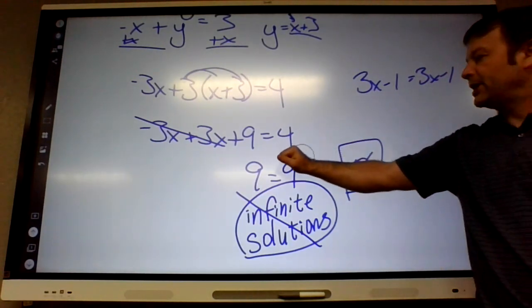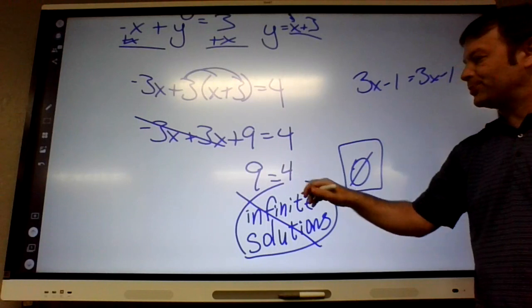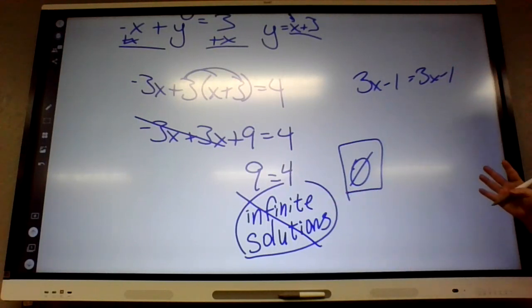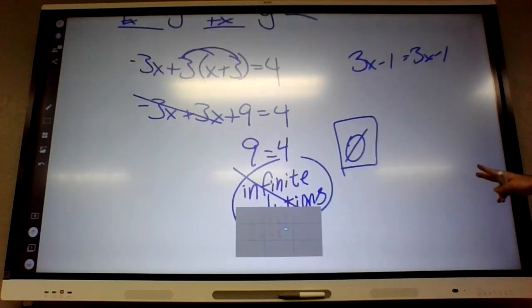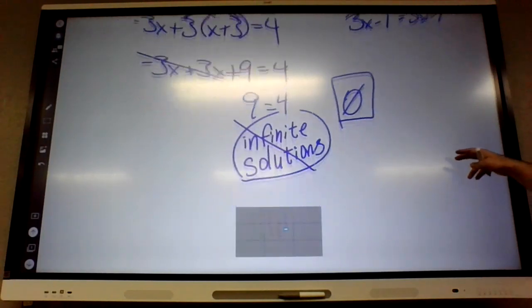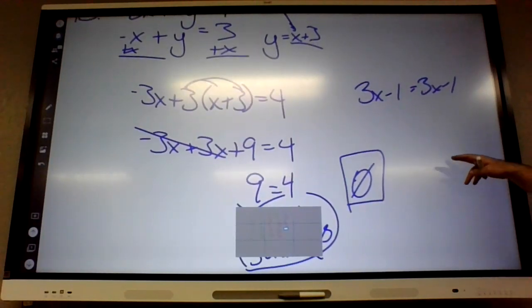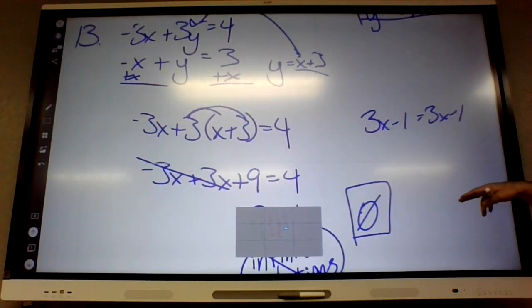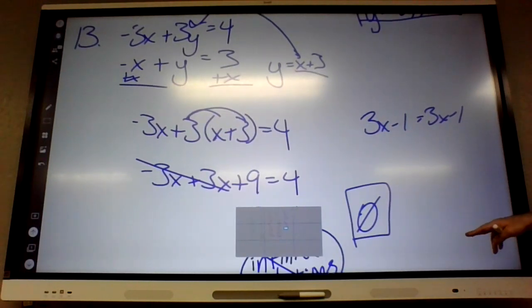Okay, if it's nonsense, 9 equals 4, nothing works. If it's 9 equals 9, that means there's an infinite number of things that work. I was just saying that when that happens later on, that's what we're going to write.